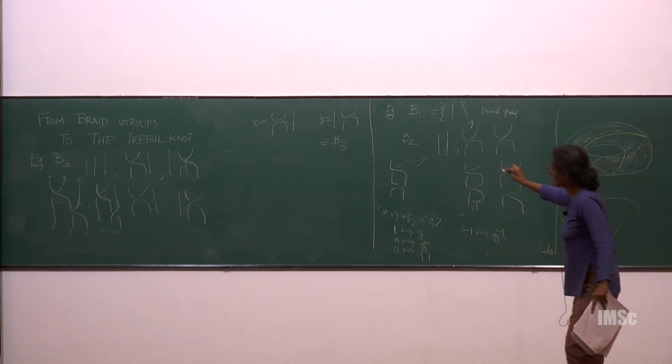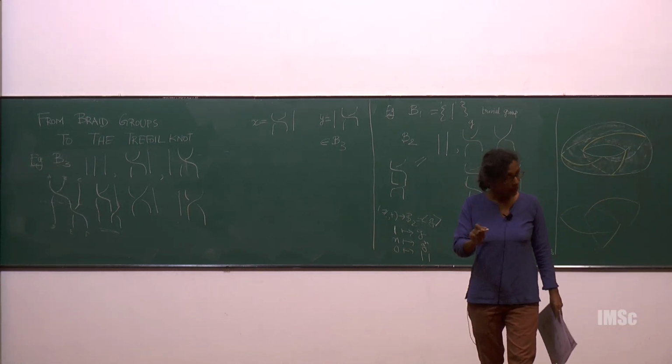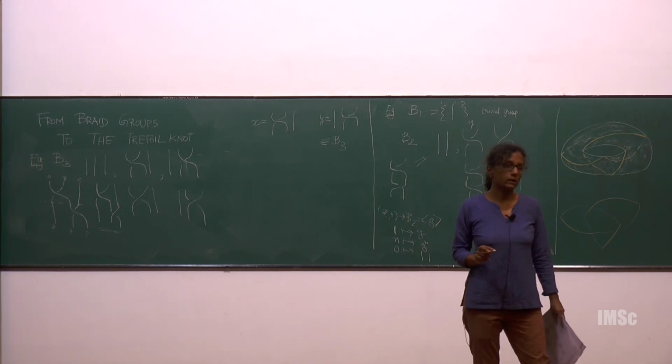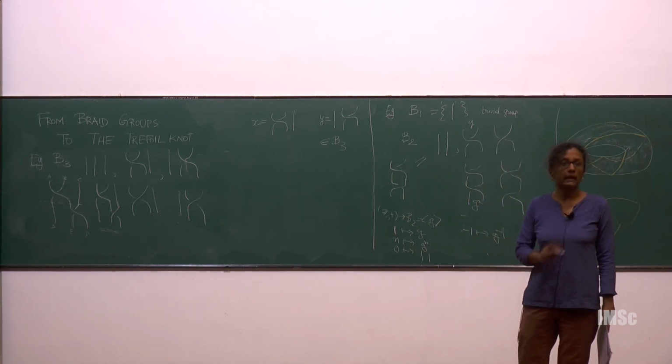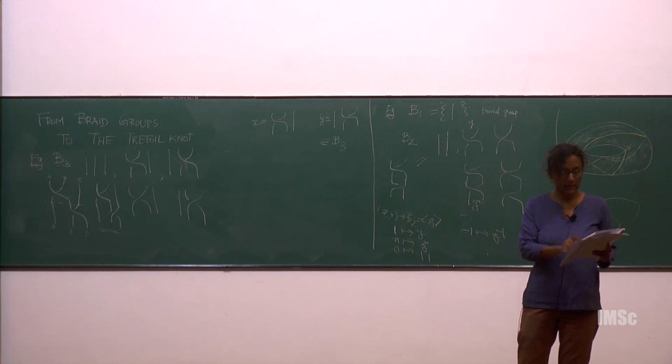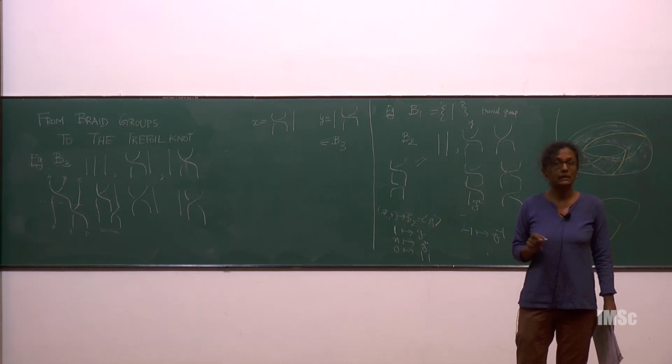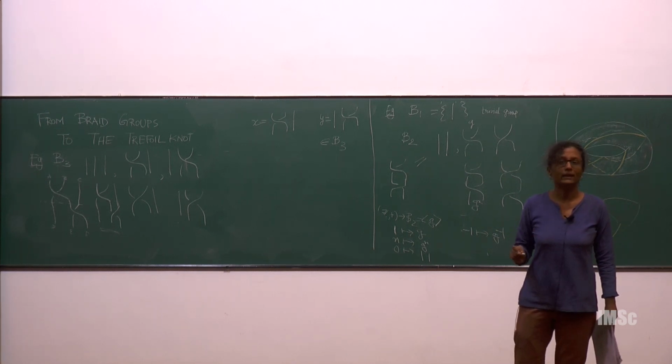When I say generators, you are allowed to use X inverse and Y inverse also. Those are also at your disposal. So use all of those and try to write these 4 braids as products of X, Y, X inverse and Y inverse.